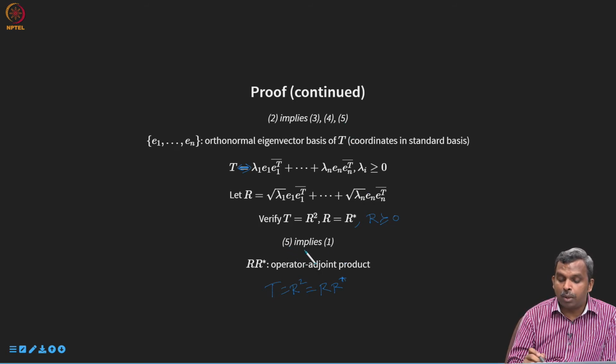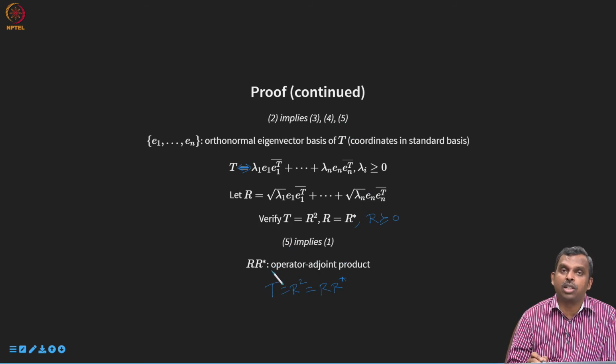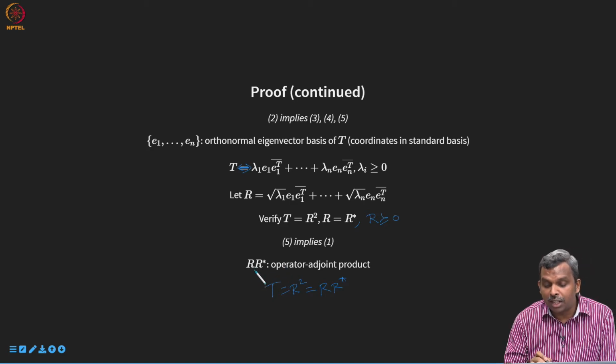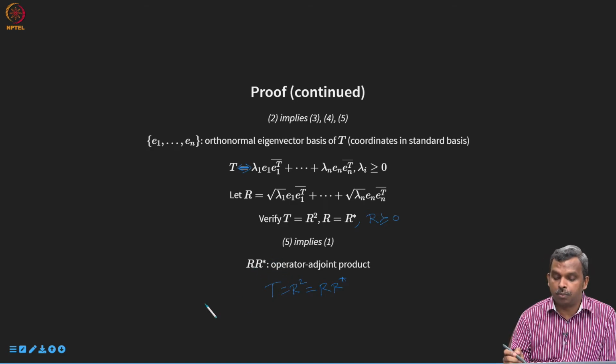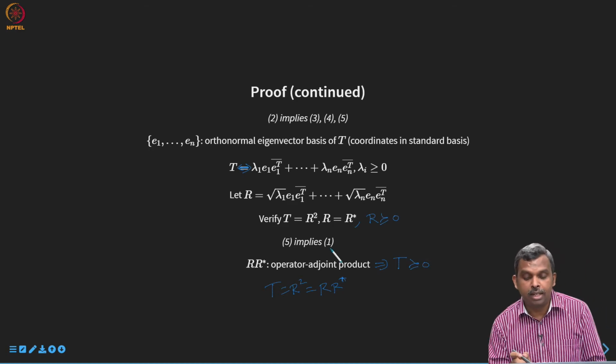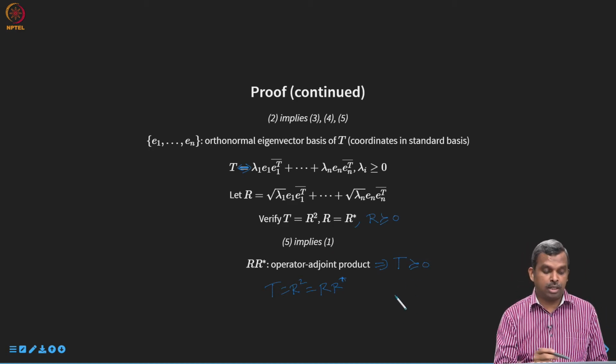So how does 5 imply 1? R star is an operator-adjoint product, right? Once you have an operator-adjoint product, it is clearly positive also. Okay, so that implies T is positive. Okay, so that implies 1 and you're done. Okay, so this is a proof, a complete proof for the characterization.